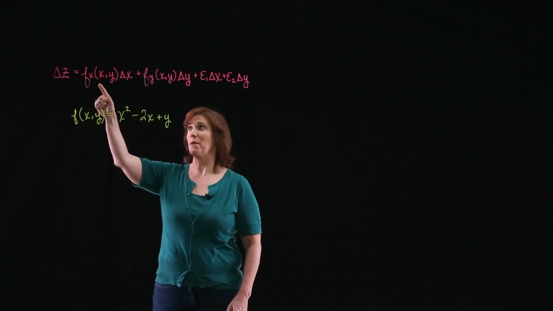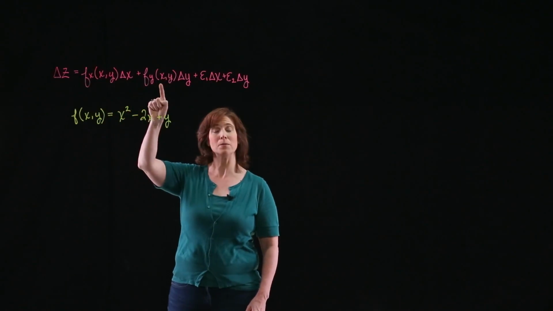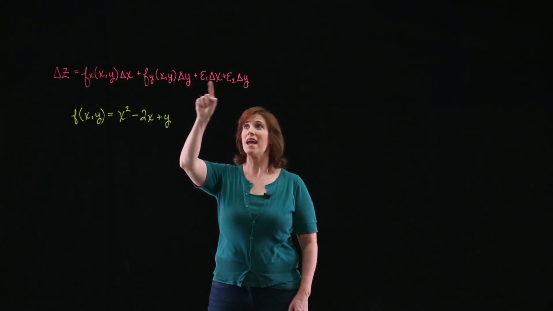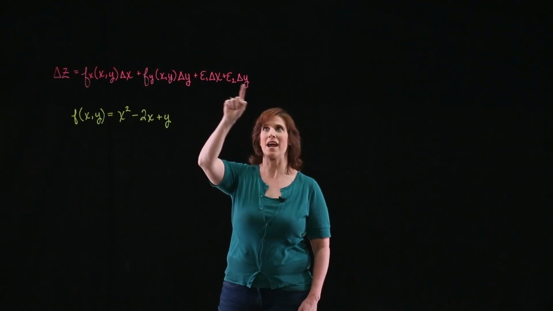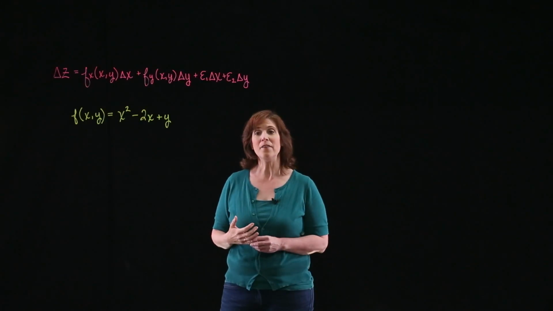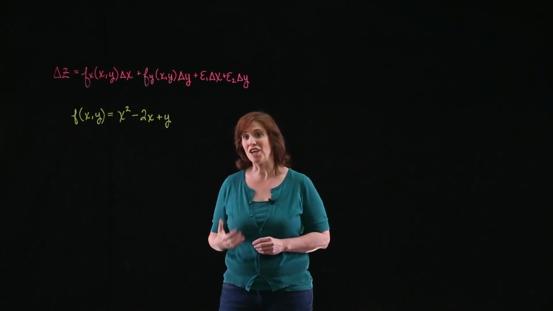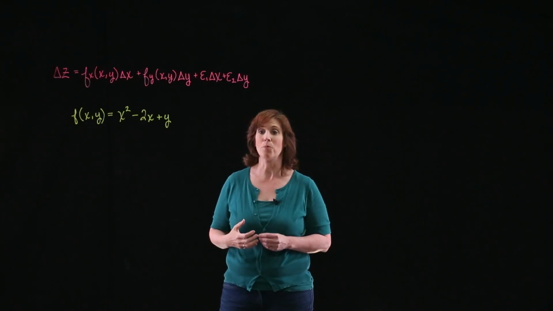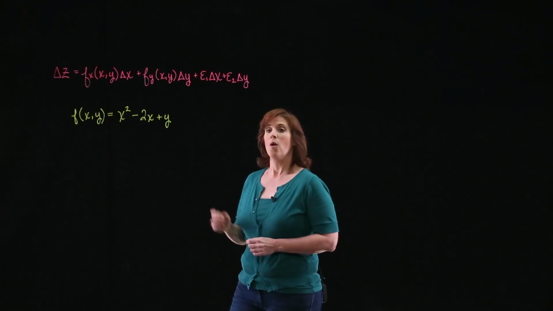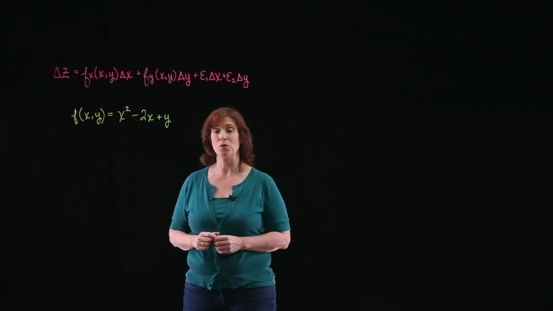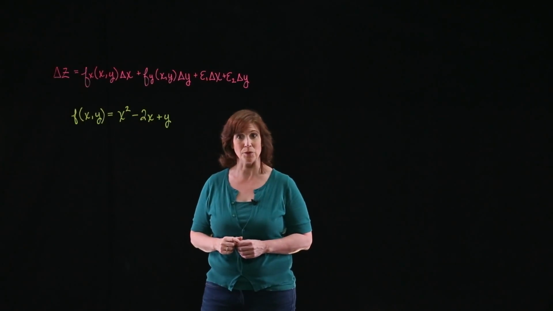We can determine that a function is differentiable if we can express delta z as the partial of f with respect to x times delta x plus the partial with respect to y times delta y plus an error times delta x plus a different error times delta y. If error 1 and error 2 both approach 0 as the change in x and the change in y approach 0, 0. We want to see if this particular function, x squared minus 2x plus y, is differentiable.